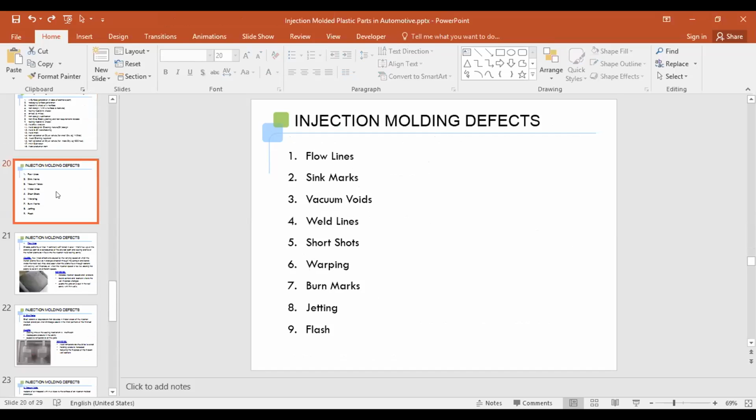There are some defects. If we have time, I can explain. I think it is 20 minutes. We can stop here. Is there any question from the participant side?